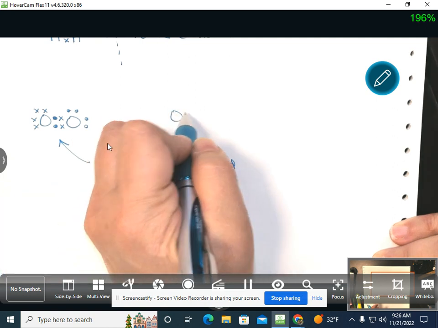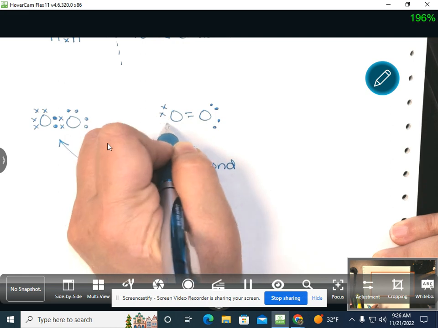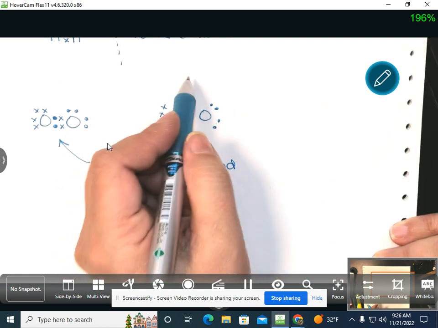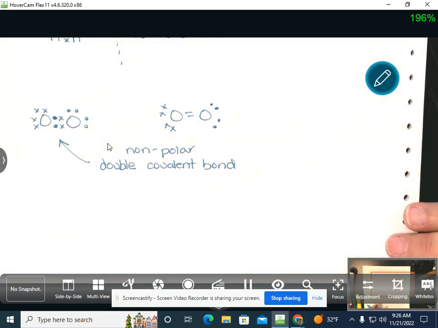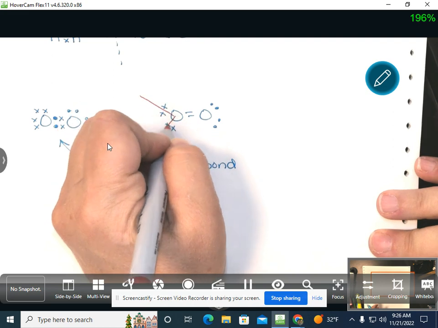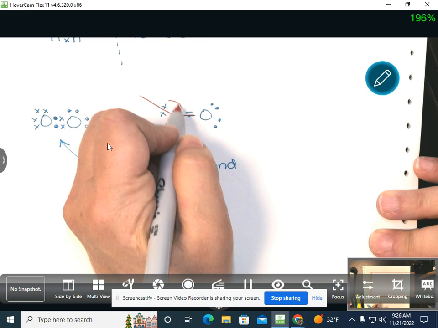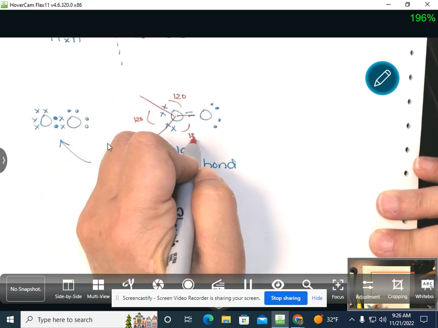Okay, you can also draw it like this. Why did I put these little dots kind of looking like that instead of on the top and the side? It's the degrees. If we were to look at the electron geometry of this, we would see that each of these is 120 degrees between them.